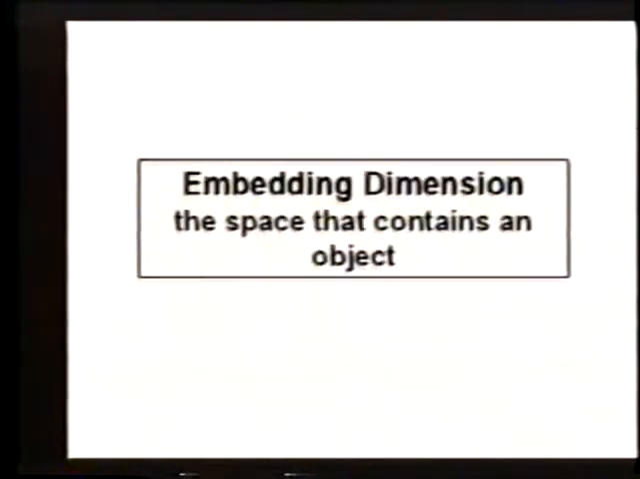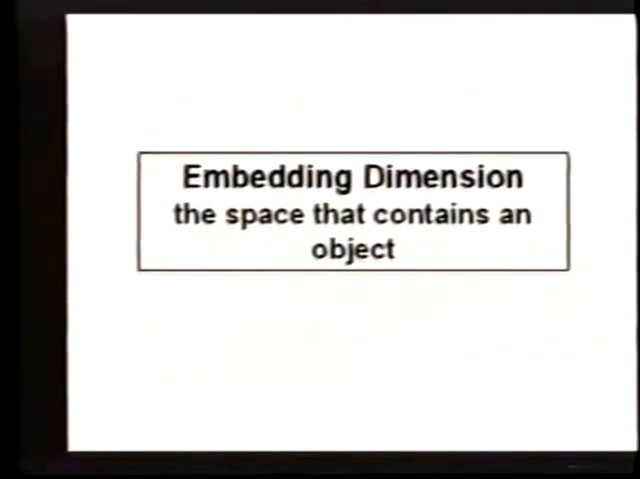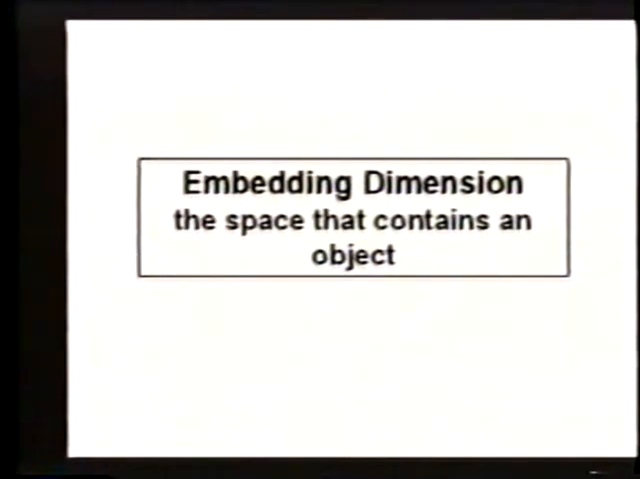And the third sort of dimension, which has fewer subcategories, is called the embedding dimension. Now, this one can also be an integer or a non-integer, like the fractal dimension. So the embedding dimension is the space that contains an object. So, for example, the space that contains us in this room is three-dimensional. So the embedding dimension here is 3.